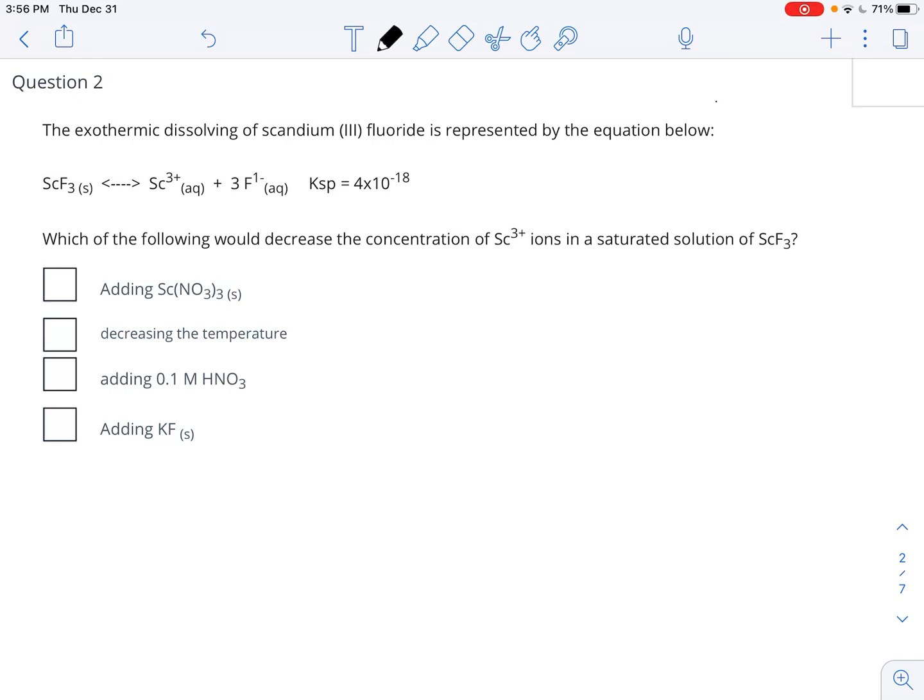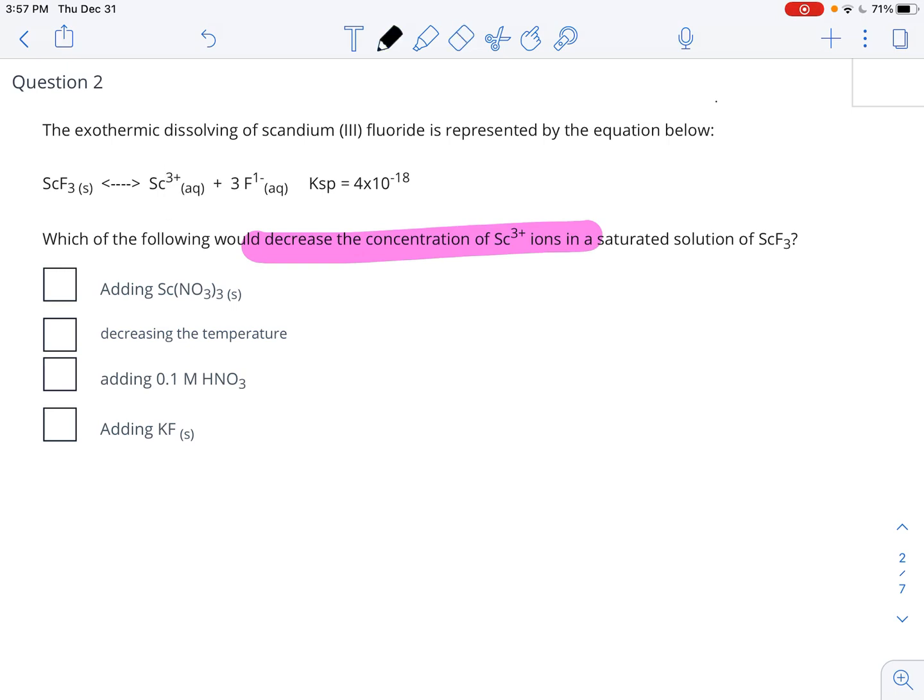All right, question 2 says the exothermic dissolving of scandium-3 fluoride is represented below. Which of the following would decrease the concentration of the scandium ions? So you're trying to make the amount of scandium ions go down here.